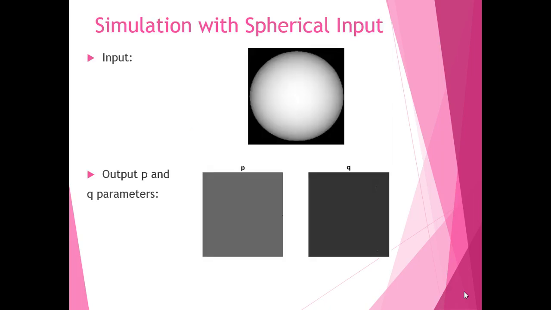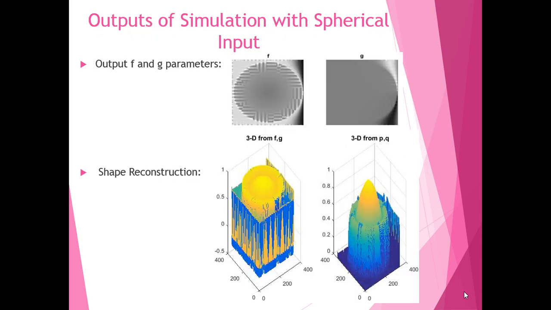In the first simulation, the input is a two-dimensional shading image, and it can be clearly seen that the grayscale is varying at different points. After running the simulation, we get the P and Q parameters. The information obtained from the P and Q parameters helps us in the reconstruction of the 3D image. Then we get the F and G parameters after running the simulation, and the information from these parameters is also obtained. These are shown on the slide. So after obtaining the information from the P and Q parameters and the F and G parameters, the three-dimensional reconstructions from the two-dimensional shading images are done.